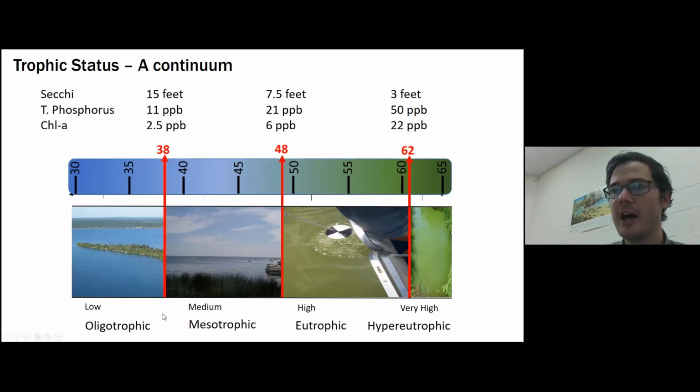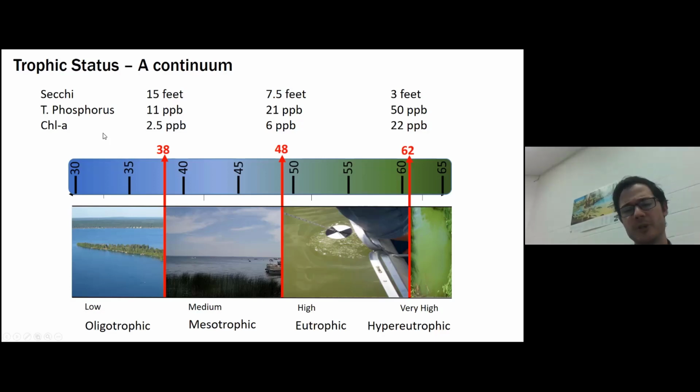The cutoffs that we use here in Michigan are at the trophic state index numbers 38, 48, and 62. So anything between 0 and 38 is oligotrophic, 38 and 48 is mesotrophic, 48 and 62 eutrophic. And these are the general cutoffs. So what does 38 mean to us? We can say, if your Secchi disk is hovering around 15 feet or more, Secchi is going to lead you into the oligotrophic classification.